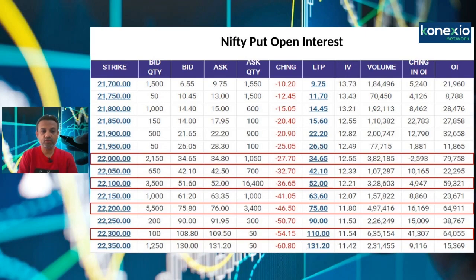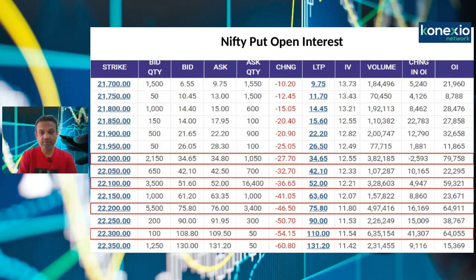In Nifty puts, the action was seen in 22,300 puts, 22,200 puts, 22,100 and 22,000 puts. Here you can see there has been a drop in the option premium, which clearly indicates that smart money is already into writing the puts. Implied volatility is between 11.54 and 12.55. Definitely there has been a rise in the open interest, but there is some shedding seen in 22,000 puts, though that is minimal.